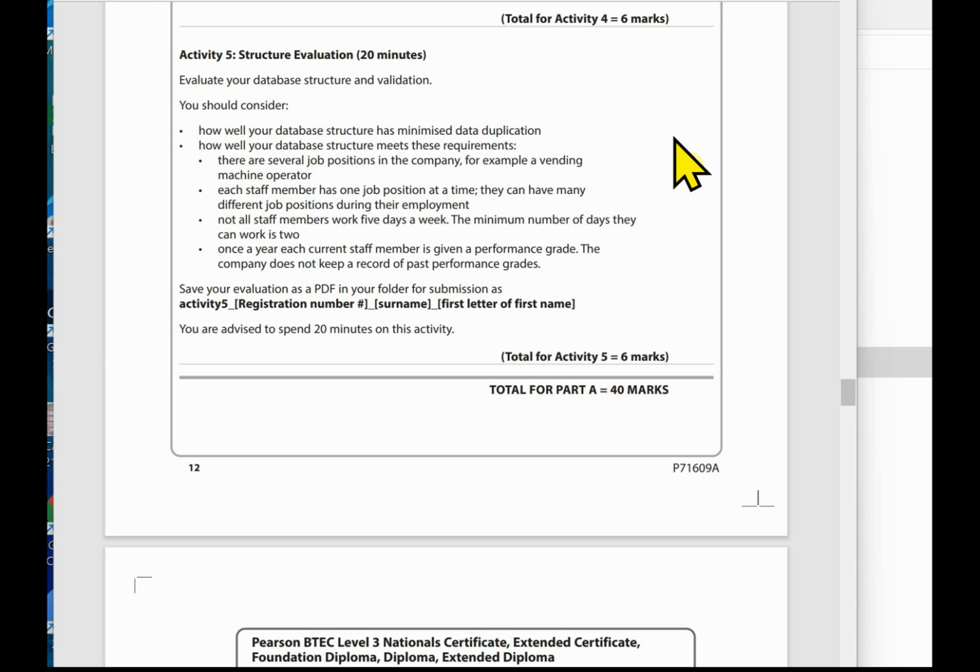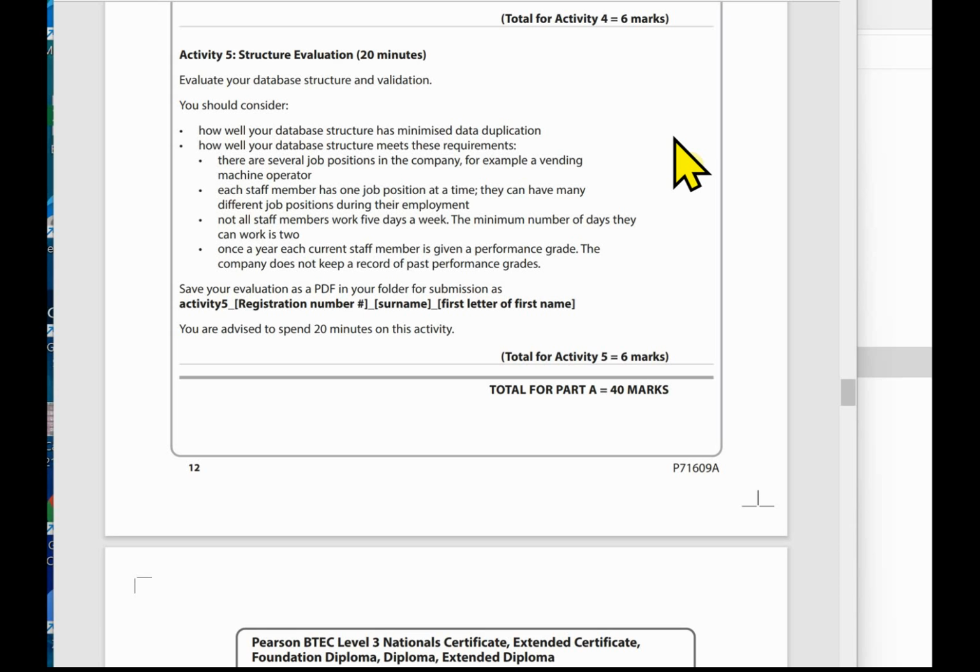The first one is there are several job positions in the company, for example, a vending machine operator. The second one is each member of staff has one job position at a time. They can have many job positions during their employment. The third one is not all staff members work 5 days a week. The minimum number of days they can work is 2. And then the final one is once a year, each current staff member is given a performance grade. The company does not keep a record of past performance grades.